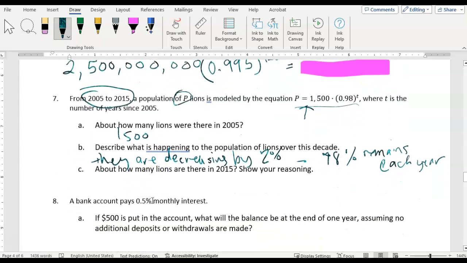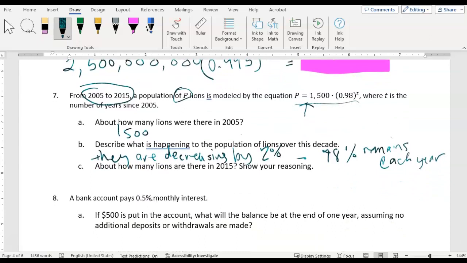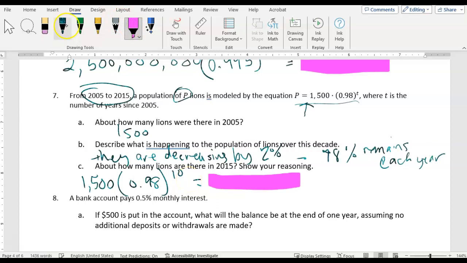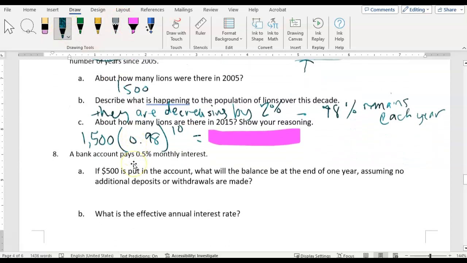It says about how many lions are there in 2015. So if we're calculating from 2005 to 2015, we would replace T with 10. So again, you go ahead, use your calculator, calculate that, and find out how many lions are there in 2015.